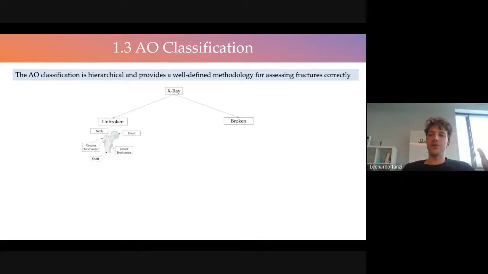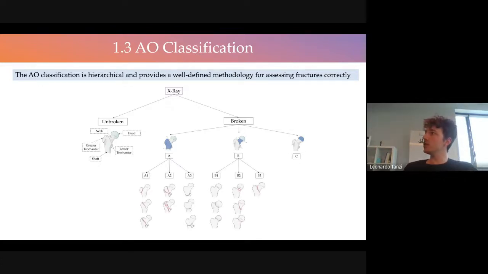What I mean by hierarchical is that you take an X-ray image and you first divide it into unbroken and broken, and then the broken bones are divided into subgroups depending on the area that is involved in the fracture. So you can see the difference between A, B, and C, and then there are subsequent levels. Here I'm showing just a subsequent level for A and B, because the C fractures are super rare and we didn't have enough samples to use them in this work.